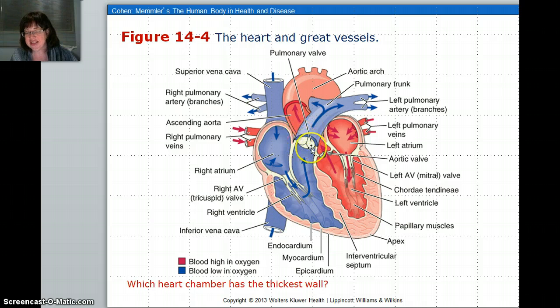There are two sets of semilunar valves: a pulmonary valve, which goes to pulmonary. Anything pulmonary is a lung word. So the pulmonary valve is the valve going to the lungs. The pulmonary trunk is the big trunk that goes to the lungs. The pulmonary artery, arteries mean away. They are the blood vessels that take the blood away from the heart to the lungs.